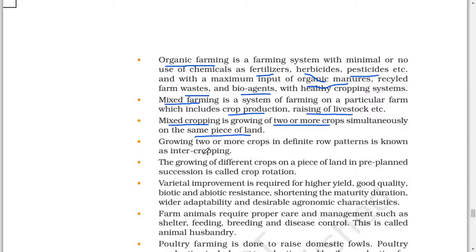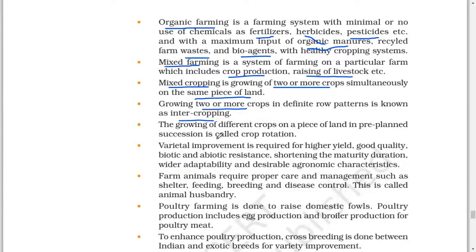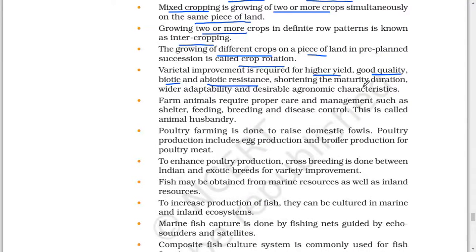Growing two or more crops in definite row patterns is known as intercropping. The growing of different crops on a piece of land in a pre-planned succession is called crop rotation. Varietal improvement is required for higher yield, good quality, biotic and abiotic resistance, shortening of the maturity duration, wider adaptability and desirable agronomic characteristics.